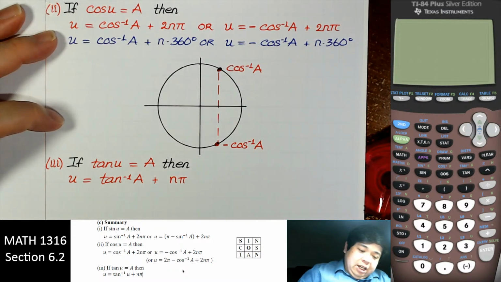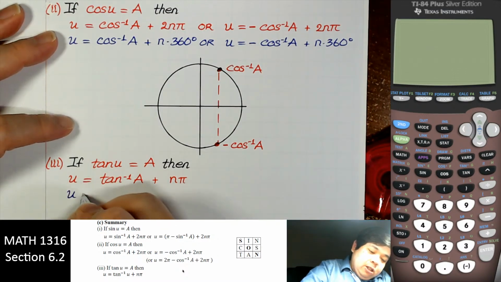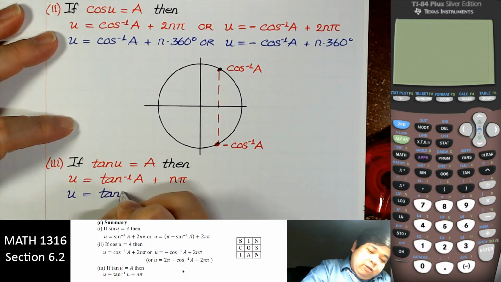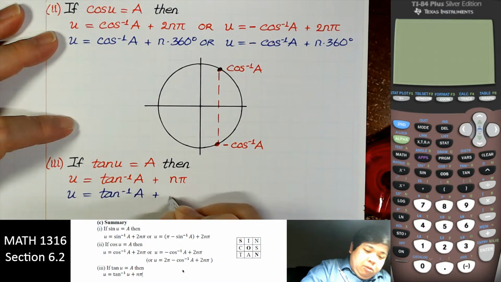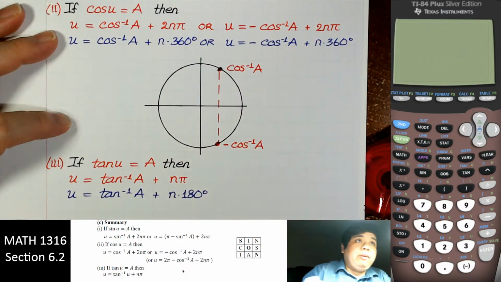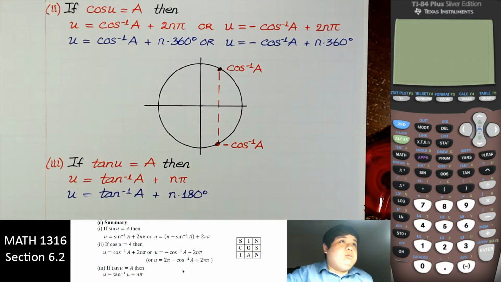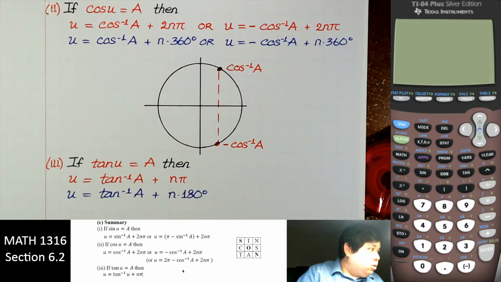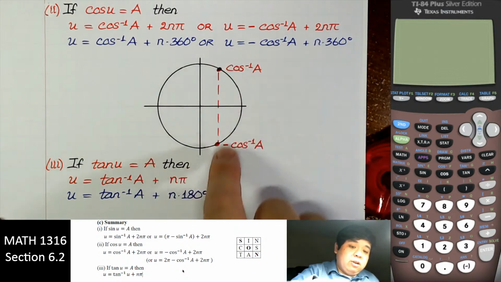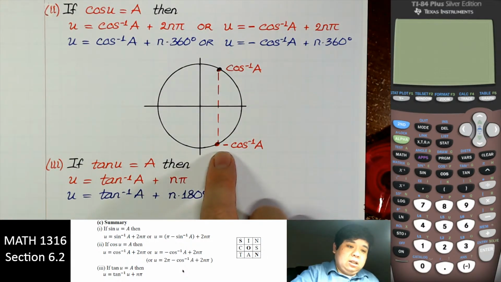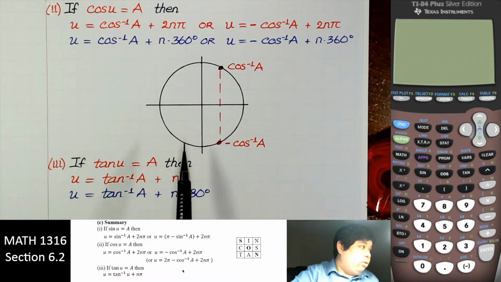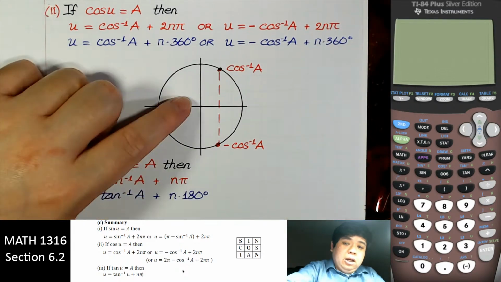Or if we have it in degrees, tangent inverse plus n times 180 degrees. And then let's draw the solution on the unit circle. Cosine is positive in the fourth quadrant.